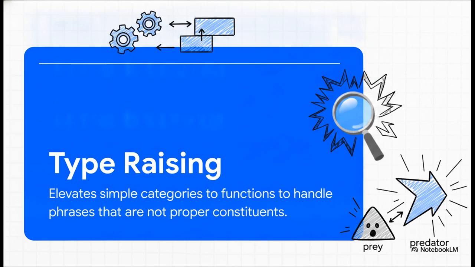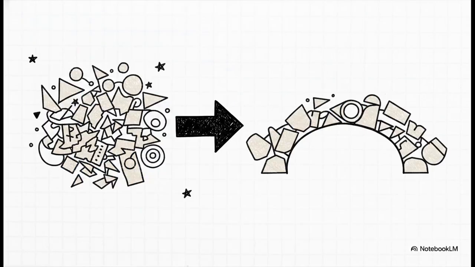It literally turns the prey into the predator. And composition allows those adjacent functions to combine directly with one another. Here is why this is such a real game changer.